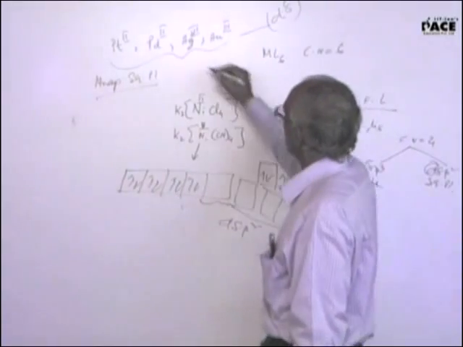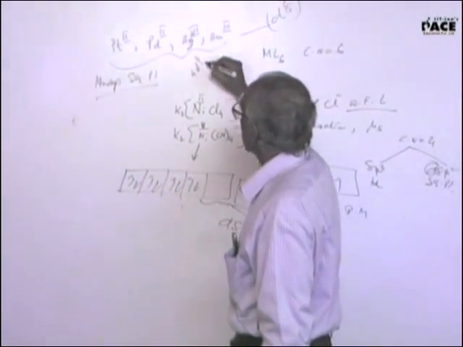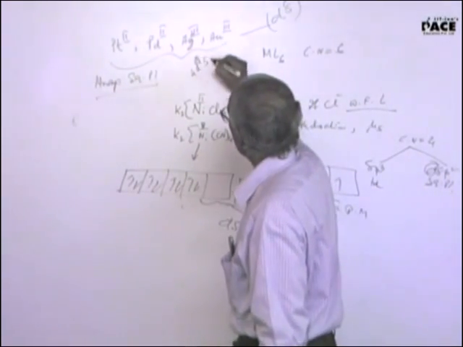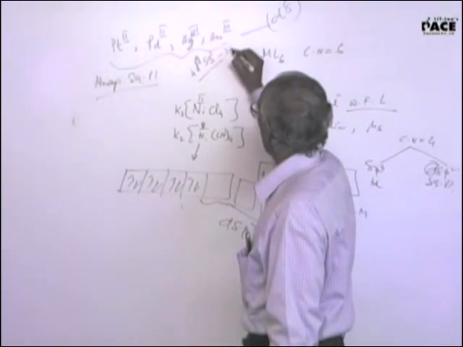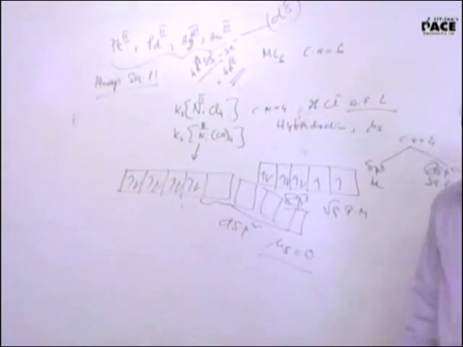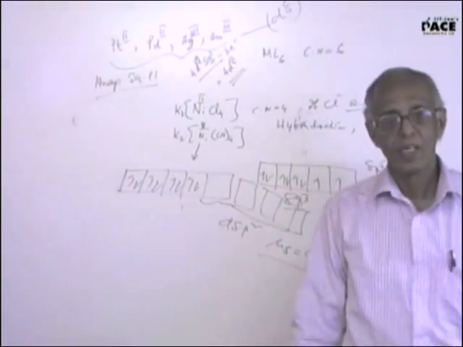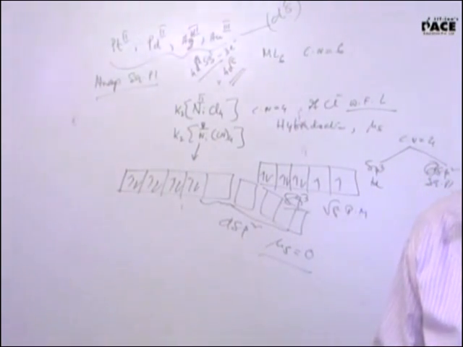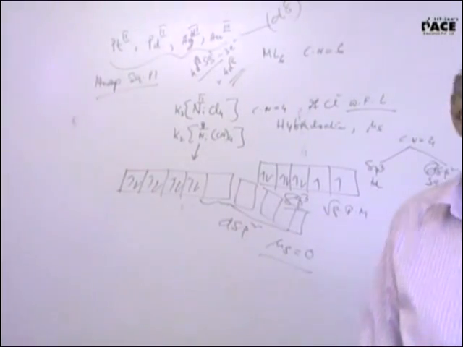Silver is 4d10 5s1. So if I remove 3 electrons, do I get a 4d8 configuration or not? So all are isoelectronic. Irrespective of the nature of the ligand, they will always form a square planar complex with coordination number 4.